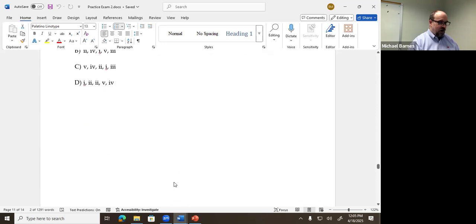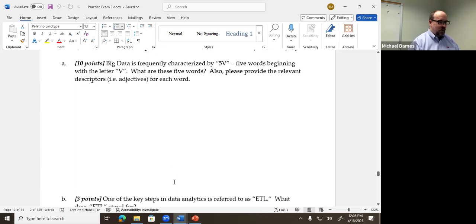All right. See how far we can go on this before I need to switch over to the answer key. Okay. Big data is frequently characterized by 5V, 5 words beginning with letter V. What are these 5 words? Okay, let's just go through them. Volume, velocity, variety, veracity, and value.